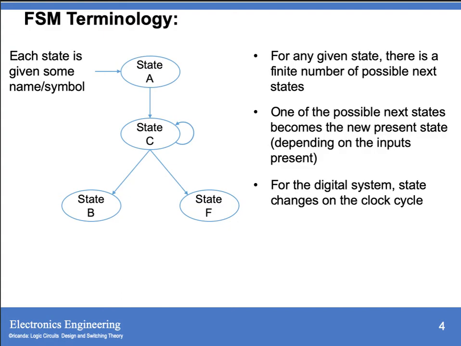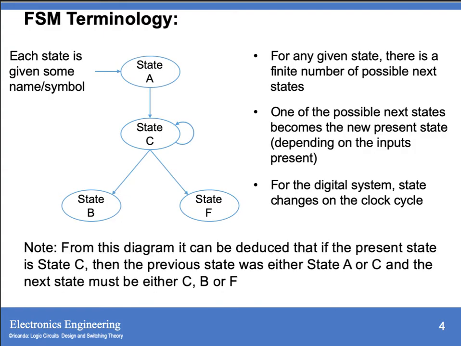So from this diagram, it can be deduced that if the present state is state C, then the previous state was either state A or C, and the next state must be either C, B, or F. If you have this present state as C, your previous state will be state A. But this state C has other next states, which are B and F, and it goes back to C. So therefore state C can now be your previous state for state B, F, and for C.